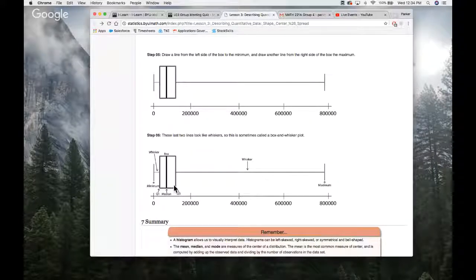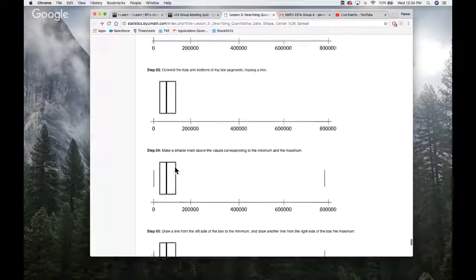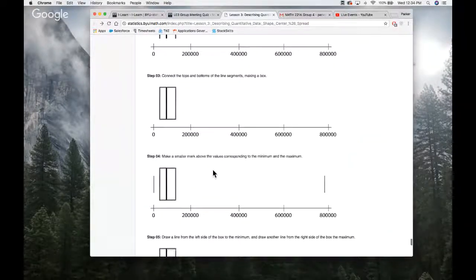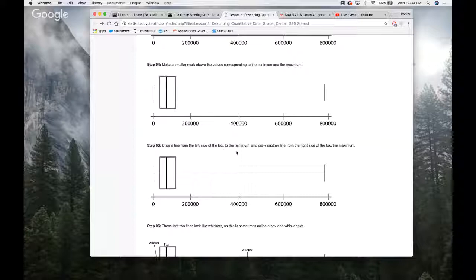So do you find the average in quartile 3, is that? So quartile 3 is this line right here. I thought the box was quartile 3 though. That's what I've just got myself confused on. Left side of the box to the minimum and draw another line.